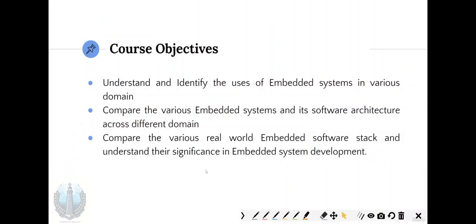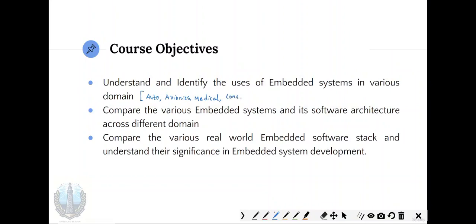So the course objective is very straightforward. In this course, we aim to clarify and identify some of the uses of embedded system in various domain. When I say various domain, that includes auto, avionics, medical, consumer electronics, and so on.